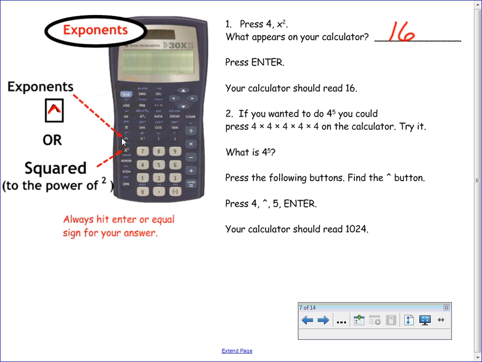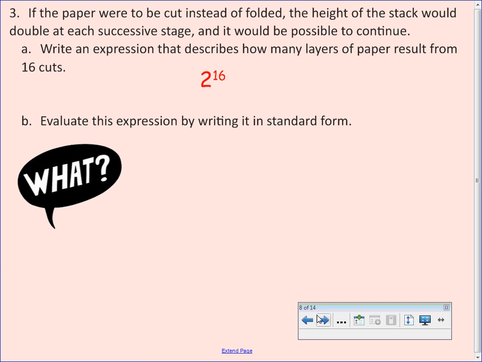Okay? So now let's go back to our lesson, 2 to the 16th power. So figure that out on your calculator. So clear it, 2, the chevron button, 16, enter, what'd you get? 65,536. Much easier to hit 3 buttons on the calculator than to multiply that out each time, because we're more likely to make a mistake. All right.